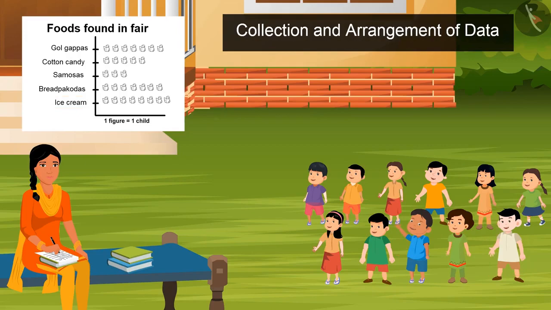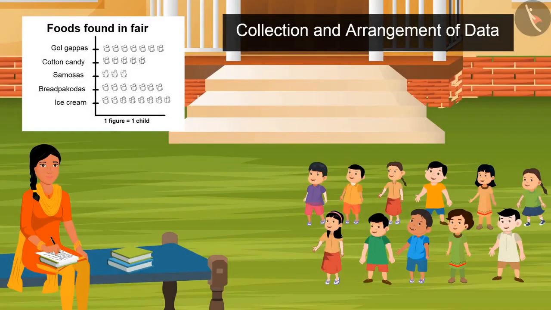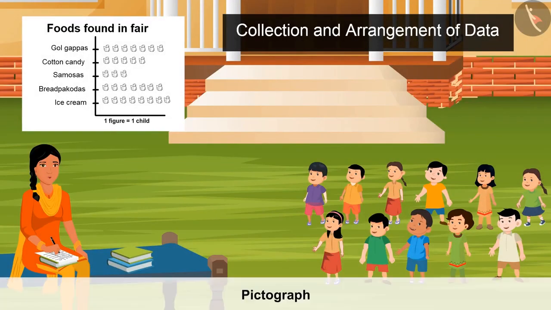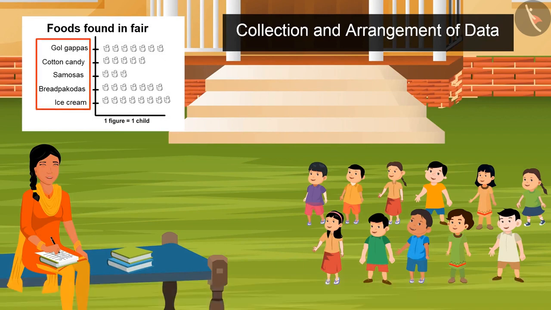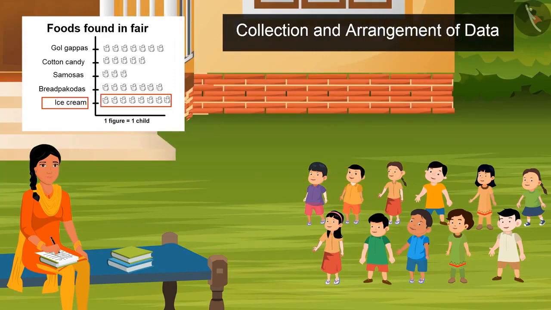Sister, what have you made? Look, this is known as a pictograph. In this, with the help of pictures, I have shown the number of kids with the choices of food. By closely looking at this pictograph, tell me which food is highly chosen by the kids. Ice cream.